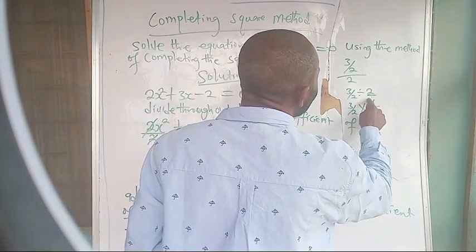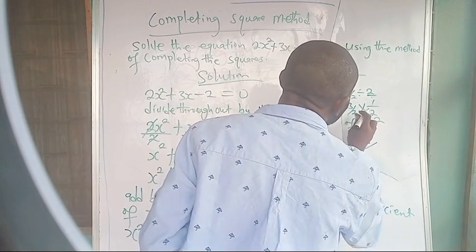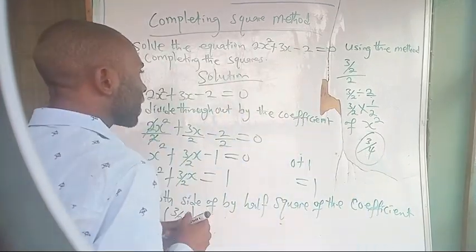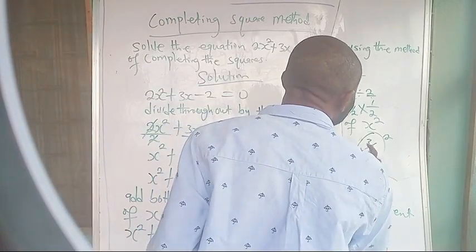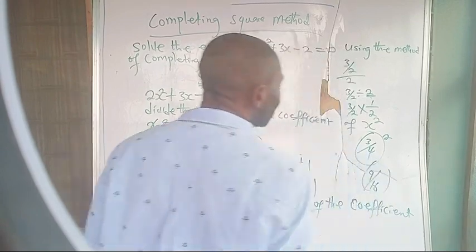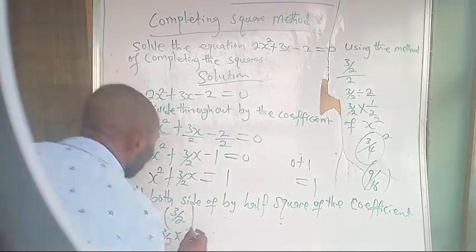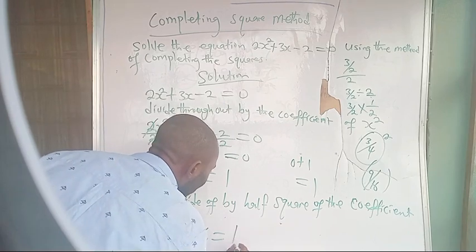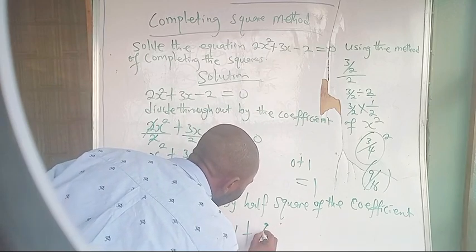So as we reciprocate, that is 3 all over 2 times 1 all over 2. That will give us 3 times 1 is 3, and 2 times 2 is 4. So now the half square, we now take the square of this. 3 squared is what? 9. 4 squared is what? 16. So the half square of the coefficient of x now is 9 all over 16. So we have 1 plus 9 all over 16.